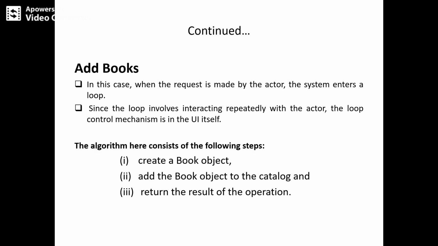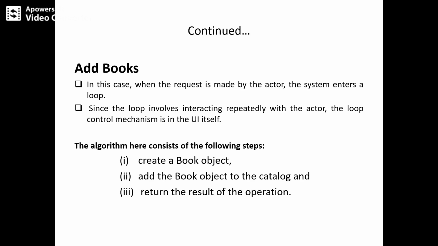So next we can continue with add books, which we had seen in the previous description. When the library staff add books to the catalog, whenever the scheme changes or depending upon customer interest, the request is made by the actor and the system enters a loop. Adding a book to the library requires a loop, because n number of books can be added, depending upon the availability and usage of the book.